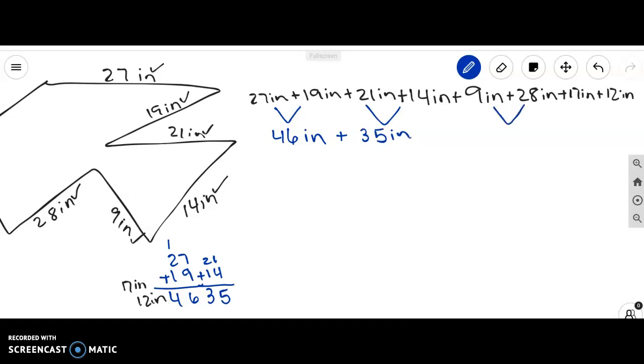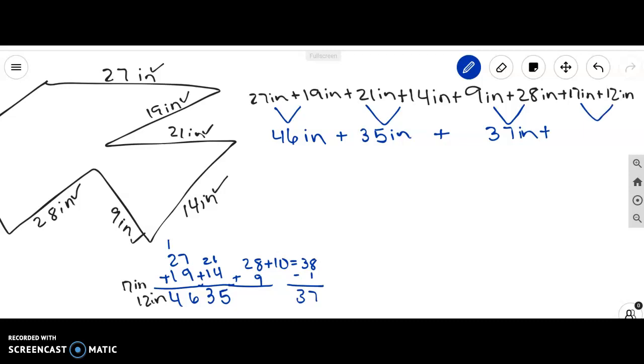Then we have 9 and 28. So we have 28 plus 9. A trick with this would be act as if 9 was 10. So it would be 28 plus 10, and that equals 38. It's 9. We just subtract 1. So we have 37. So that's a trick when you're dealing with nines. You add 10, subtract 1. So it's 37 inches. And the last one is 17 and 12.